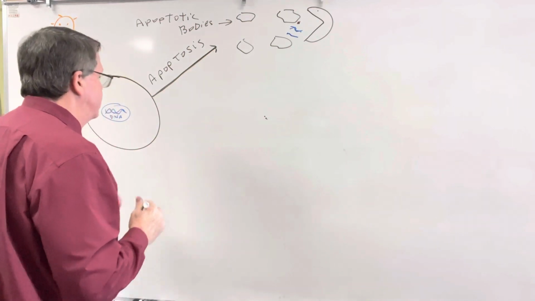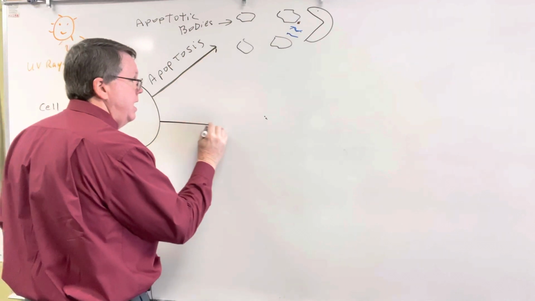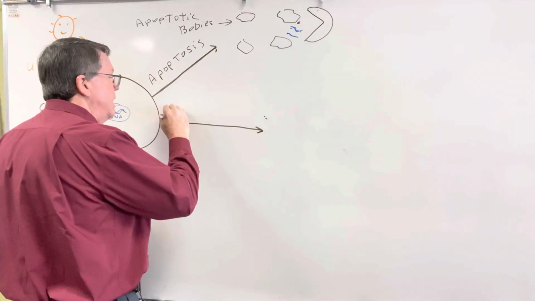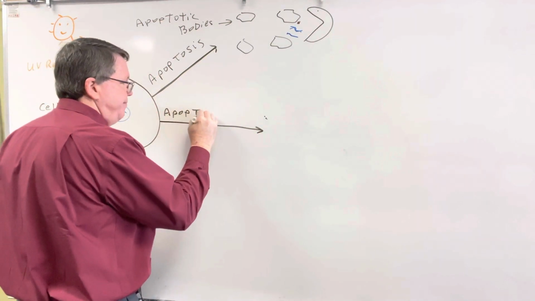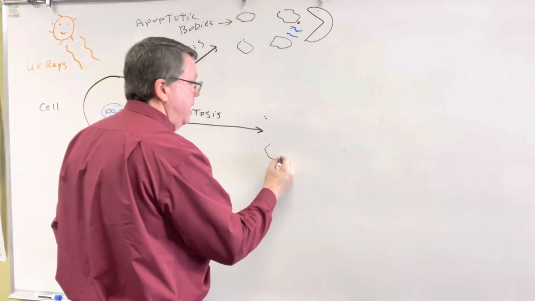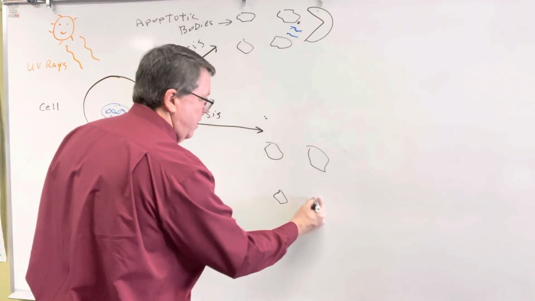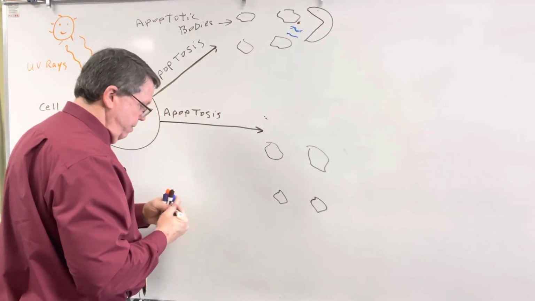Here's what happens when someone has SLE. Same thing's going to happen. We're going to get damage to the cell. It can't repair itself. So now we're going to get apoptosis again. But in this case, here come my apoptotic bodies, right? So I'm drawing 4. Obviously, you know it's going to be more than 4.